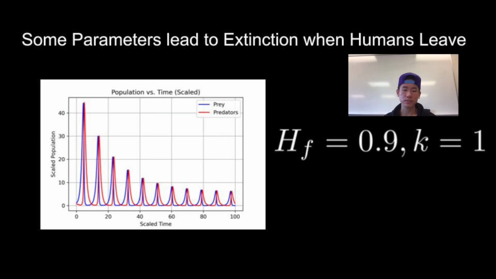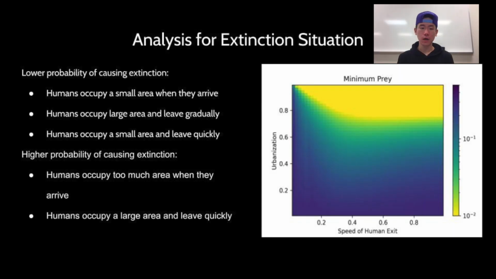However, we notice that some parameters lead to extinction when humans leave. For instance, when HF equals 0.9, K equals 1, the amount of prey will reach 0, which means the prey goes extinct. On the left graph, x-axis represents the speed of human exit, y-axis represents urbanization. The color represents the minimum value of the prey, ranging from blue to yellow, with lighter colors representing a lower minimum value. Yellow represents a minimum value less than 0.01, which we consider as extinction.